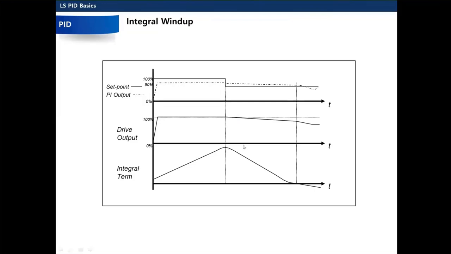Since we have all this integral in there, it's going to make things a little more sluggish. If you have a sudden change in set point, like, oh, this pressure's too high, I'm going to lower it a bit, it's going to take a while for the drive's output to respond to that. So that could cause problems and make your system more sluggish. That's where we have the I term here.